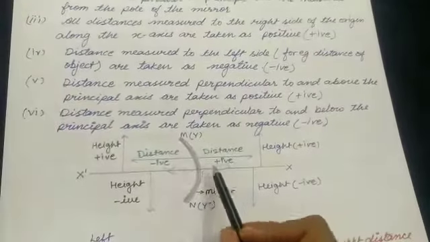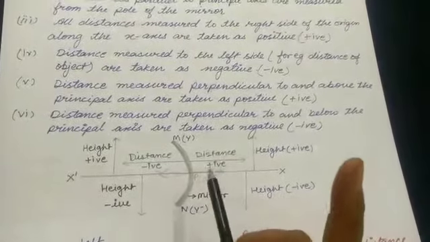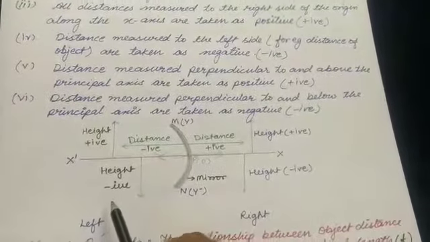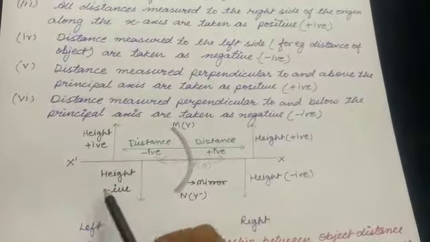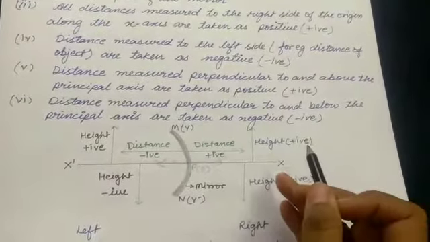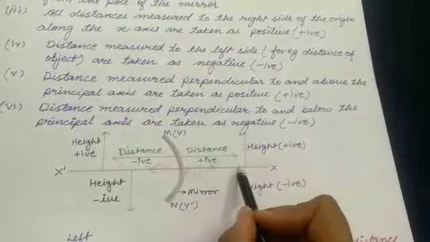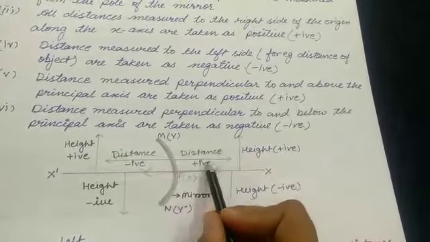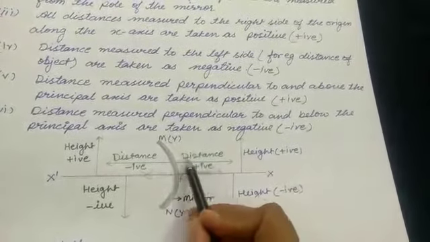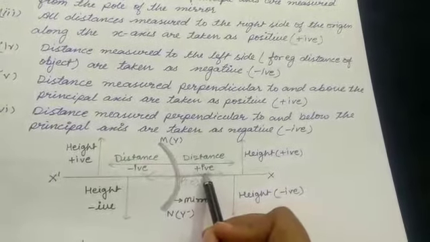Whatever the distance we will get here will be the distance of the image, because I have already told you that the object is kept at the left side. So on the right side, what else can we get? That will be the image only. If the image is formed at the right side, its distance from the mirror will be considered positive. The distance on the right side will always be considered positive.